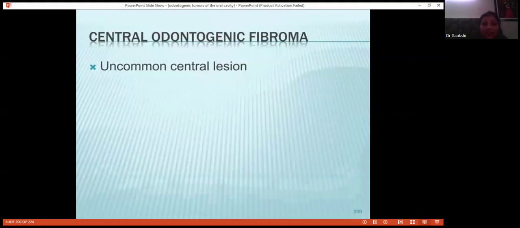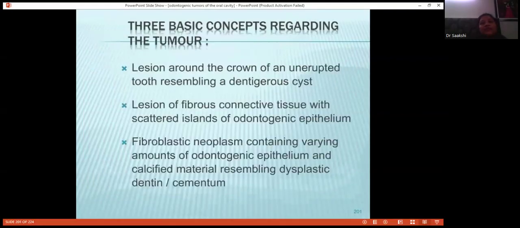It's an uncommon central lesion. Now it has three basic concepts regarding this tumor. The first concept says that it's a lesion around the crown of an unerupted tooth, resembles cyst. Second is the lesion of a fibrous tissue which shows scattered islands of odontogenic epithelium. Third concept says that there is a fibroblastic neoplasm which contains varying amount of odontogenic epithelium and calcified material which resembles the dysplastic dentine and cementum.